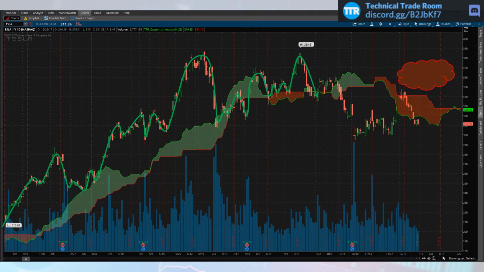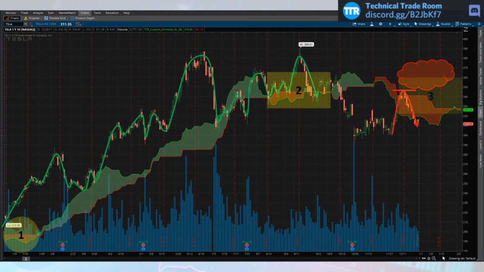I'd now like to take your attention to the red cloud I've placed above the Kumo from early December to mid-January. We can see that Tesla shot up from late November, broke past the Senko span A resistance, hit the Senko span B resistance, and then bounced back, eventually falling under the Kumo.